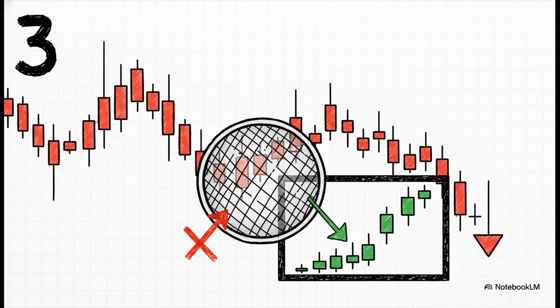I want you to think of your higher time frame as the bouncer at the club for your trading account. Its only job is to keep the bad trades out. So if the weekly chart is in a massive downtrend, this principle tells you to just flat out ignore any little buy signal you see on a smaller chart. It's there to protect you from fighting the main trend, which is a battle you'll almost always lose.